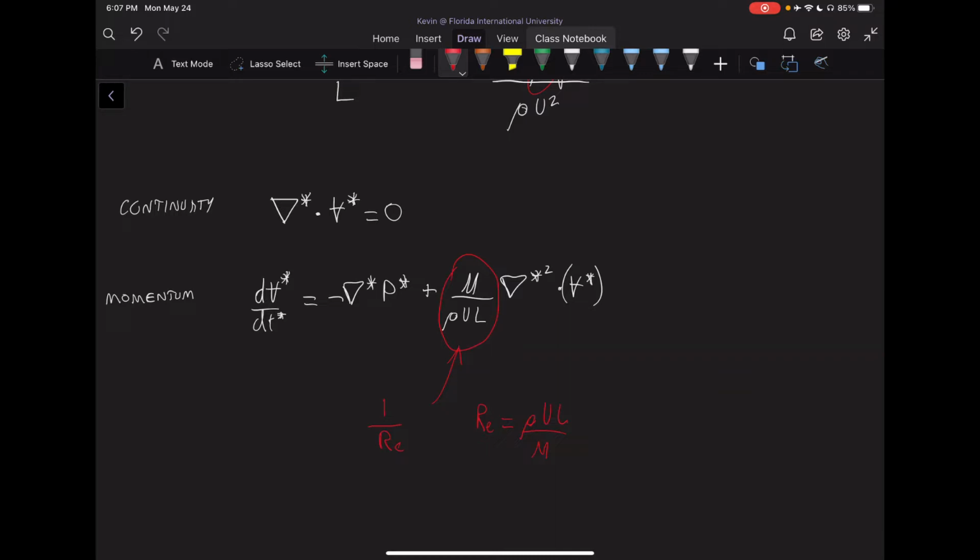Now, in this class, we're not really going to apply this to anything, but it is good to know this and to know where this Reynolds number comes from.